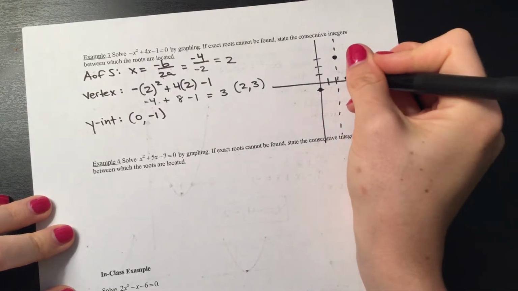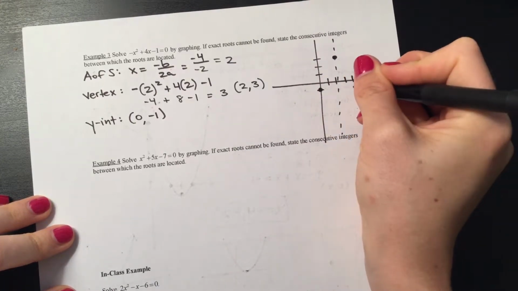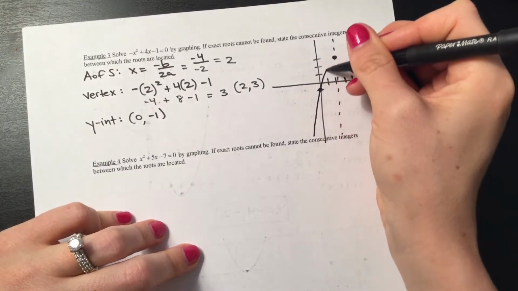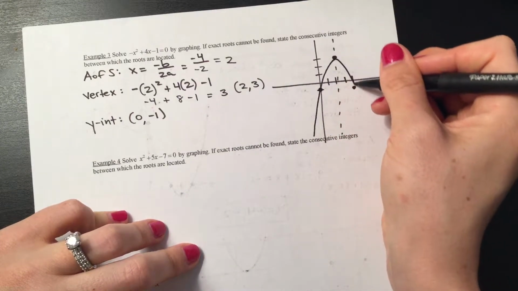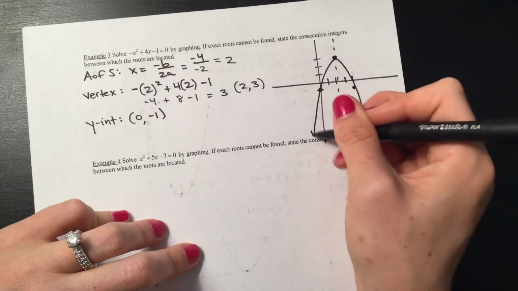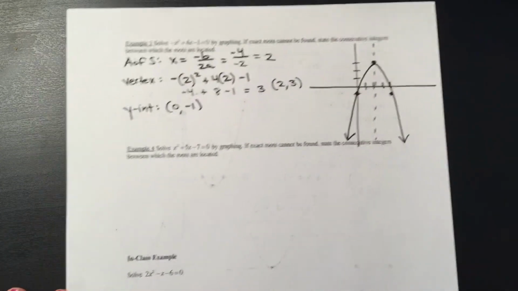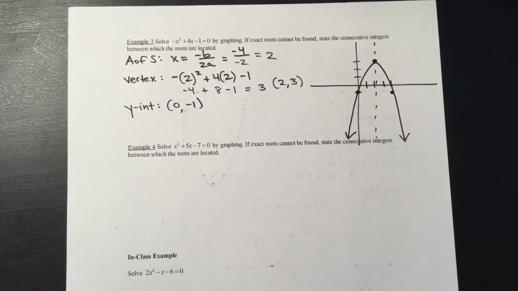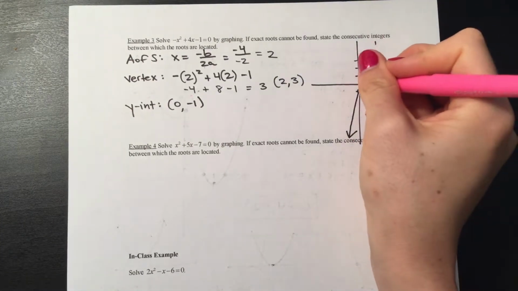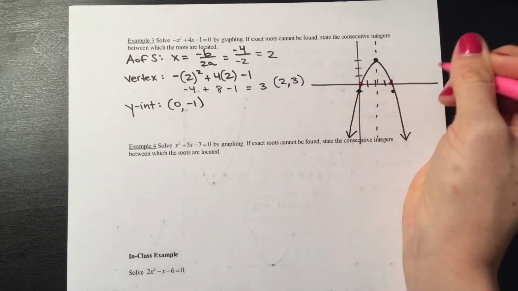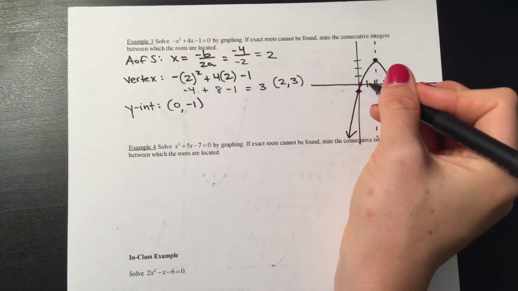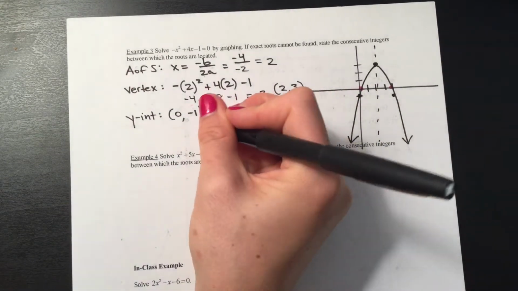Okay, and finally, plot your mirror image. That would be right here. And then we can connect the dots. Okay, so taking a look at the graph, it's not hitting like right at a whole number. You can see it's hitting right around here, it's hitting right around here. So you would just say what 2 whole numbers that falls in between. So this is between x equals 0 and x equals 1.